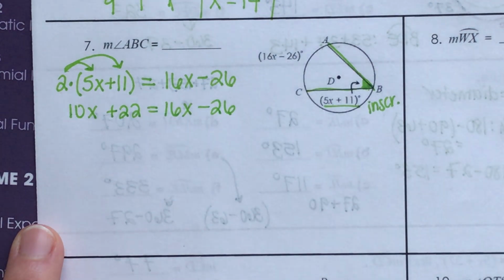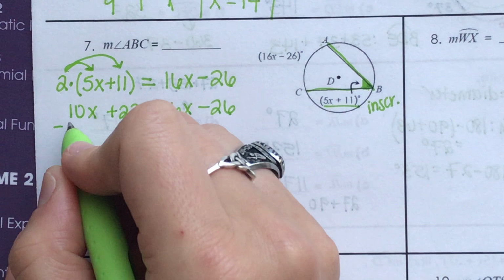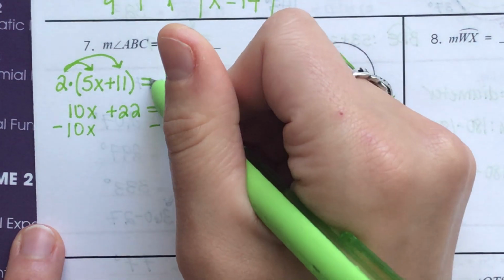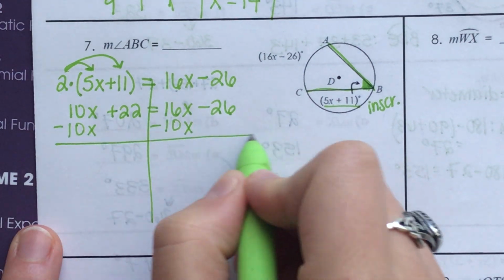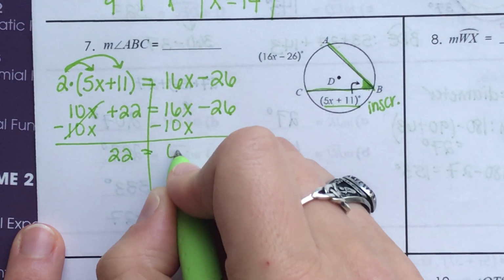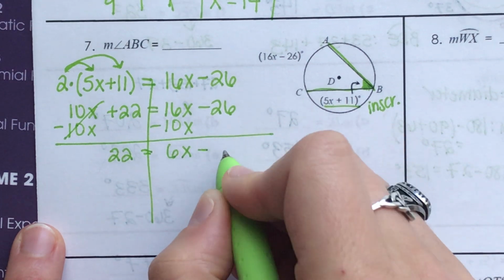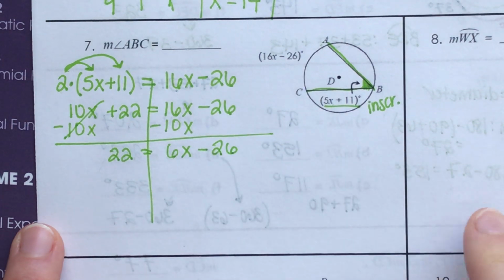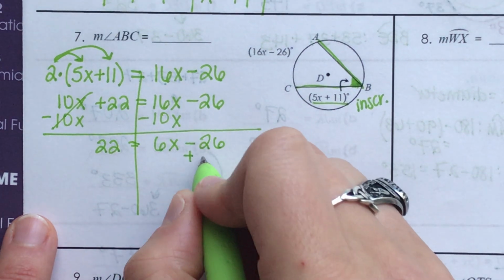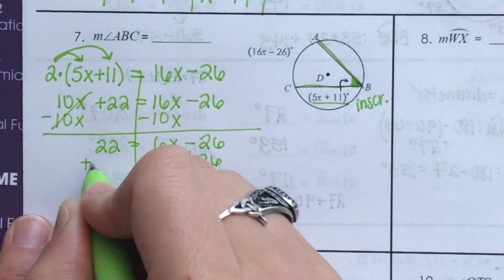Now I'm going to get all my x's on one side, so I'm going to move the smaller x by subtracting the 10x. I guess I should put a line there. On both sides, I get 22 equals 6x minus 26. Let me get all the constants to one side, so I'm going to add 26 to both sides.